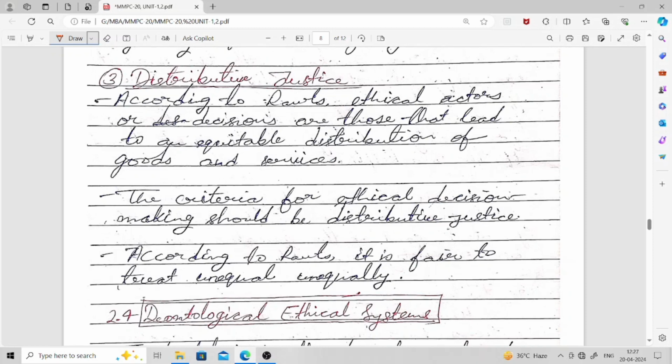The criteria for ethical decision making should be distributive justice. Okay, so what is given here? Criteria for ethical decision. Whatever decision one takes, whether that is ethical or not should be decided by distributive justice. According to Rawls, it is fair to treat unequals unequally. It means if people are unequal, then treat them unequally. So that's what it is according to distributive justice, and what that person Rawls said.